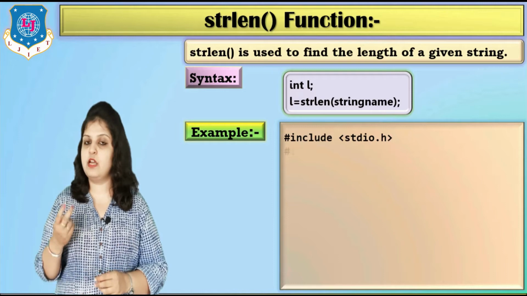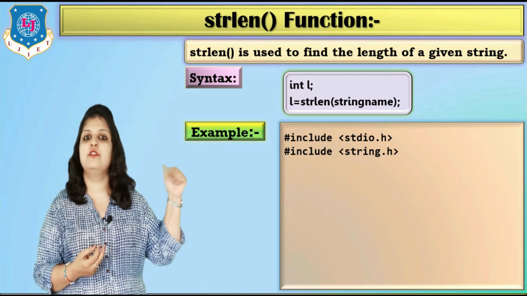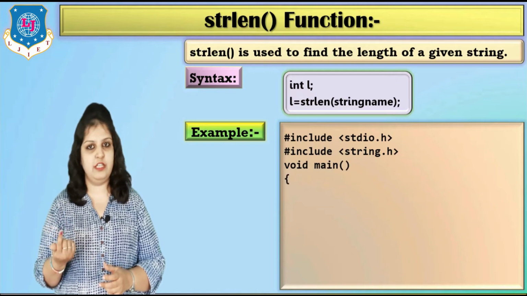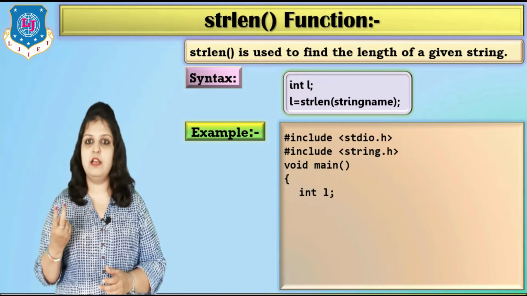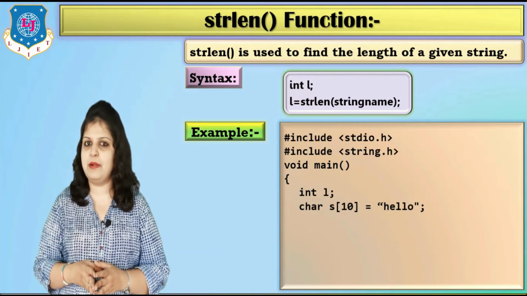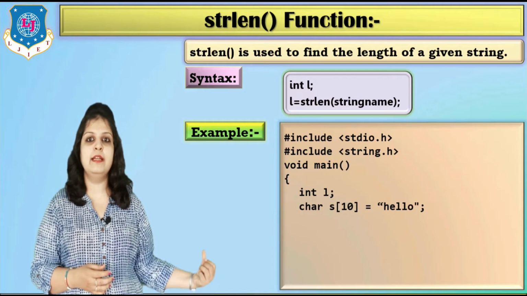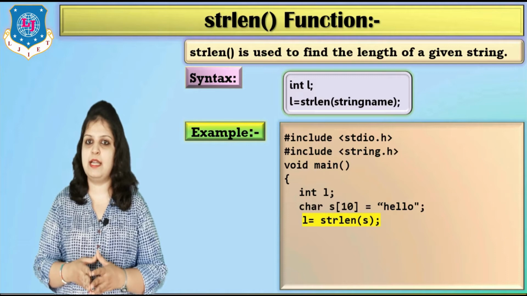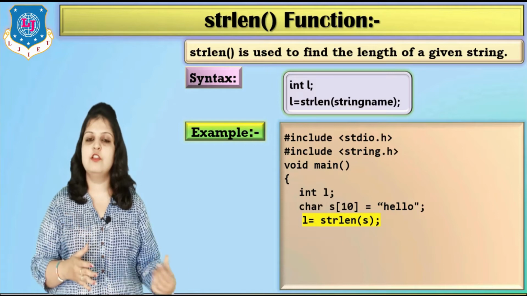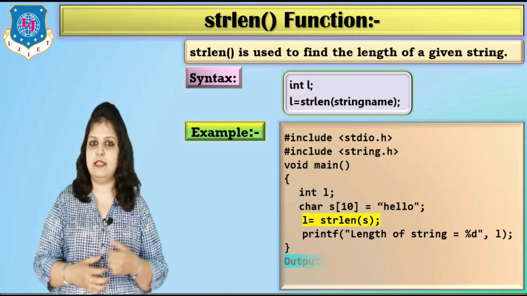Include the library. Here we have to include two libraries. First is stdio and second is string.h, because we want to use the function strlen. And in the main function declare one integer variable and one string. Here char s[10] is equal to hello. This is compile time initialization. Already I have assigned the value to our string. And write l is equal to strlen(s). So here in hello, how many characters are present? 5 characters. So print the value of l, and in output we will get that the length of string is equal to 5.